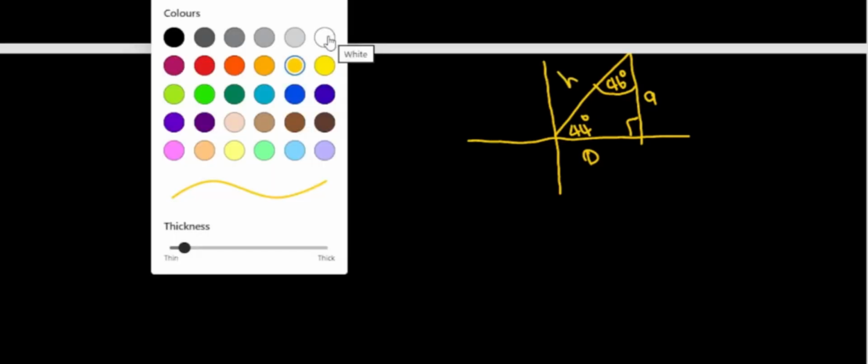This is my diagram. We have this as 90, this is 44 degrees, and this is 46. So now, for the fact that we are looking for that angle, we are using that angle, so this will be my adjacent, this will be my opposite, and this will be my hypotenuse. So let's try and find this. Let's see what we have.